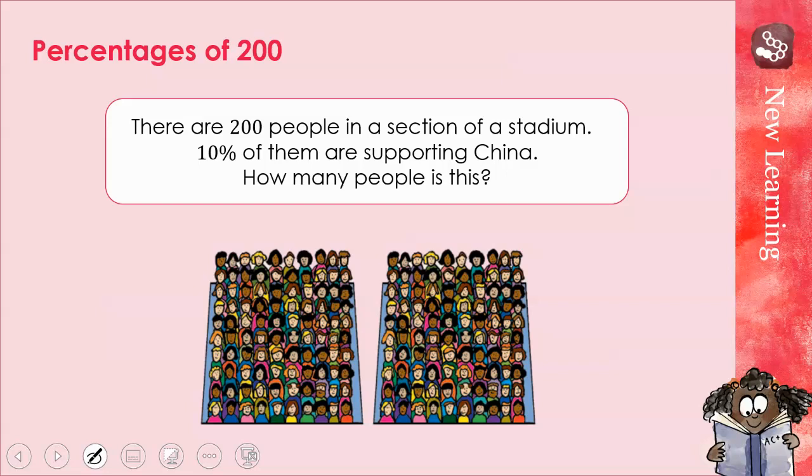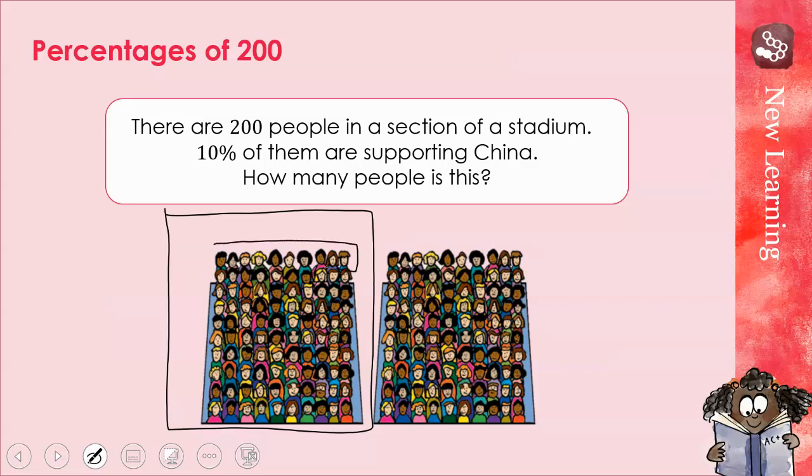However, as I mentioned earlier, sometimes we are finding percentages of numbers greater than 100 or less than 100. Here is how we do it. Let's have a look at this problem. There are 200 people in a section of a stadium. 10% of them are supporting China. How many people is that? Okay, so if I just had just this section, there are 100 people there. If I wanted to find 10% of them, I would just take 10 of them, wouldn't I?